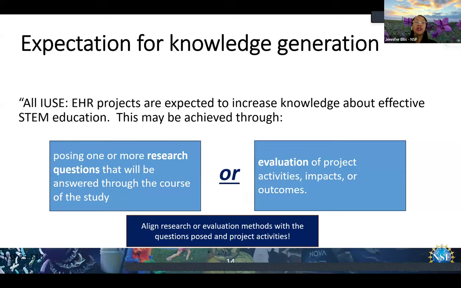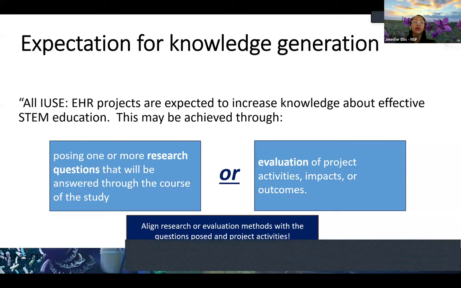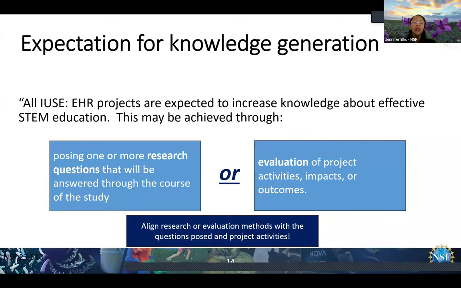All IUSE projects are expected to increase knowledge about effective STEM education. That may be achieved through posing one or more research questions that will be answered through the course of the study, or evaluation of project activities, impacts, or outcomes. There should be true alignment of the research or evaluation methods with the questions posed and project activities, and clear metrics and things of that nature to really help drive home the point that you fully understand the questions that you're asking, and how you will measure success and or impact as the project goes along.